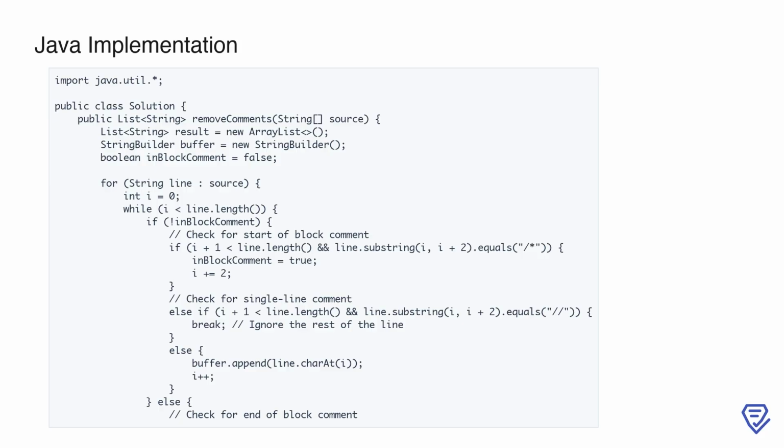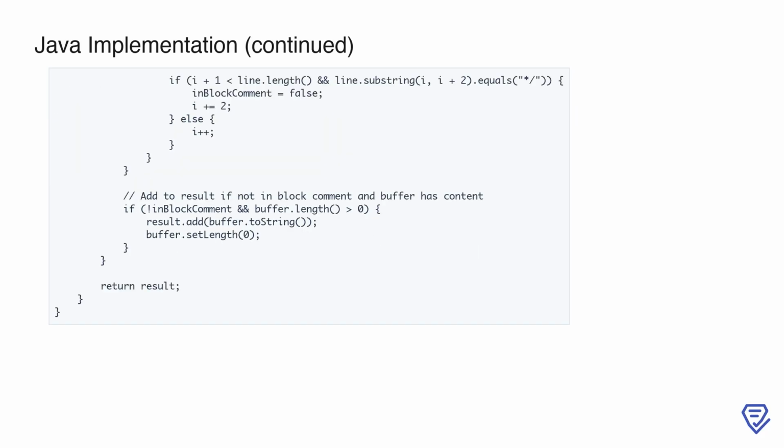The method then iterates over each line in the source array. For each line, we process it character by character using a while loop. When not inside a block comment, we check if the current position marks the start of a block comment with /*. If so, we set in_block_comment to true and skip the next two characters. Similarly, we check for single-line comments indicated by //. If we encounter one, we break out of the loop, ignoring the rest of the line. Otherwise, if there are no comments, we add the current character to the buffer and continue processing the line.